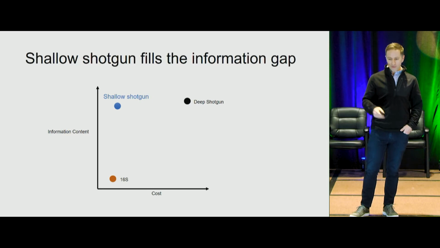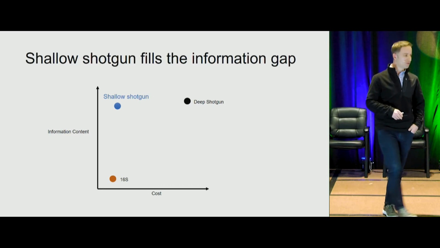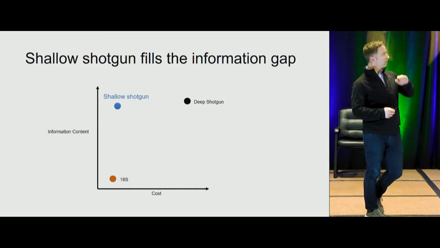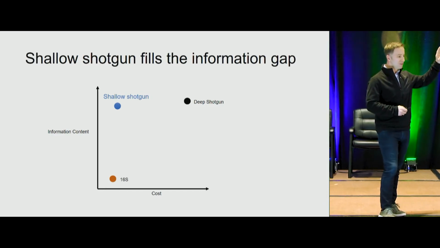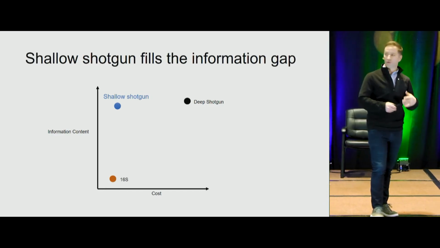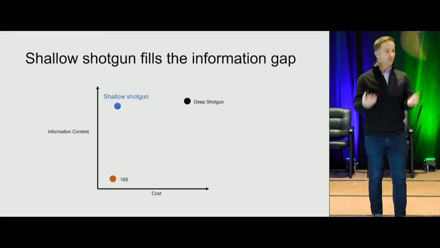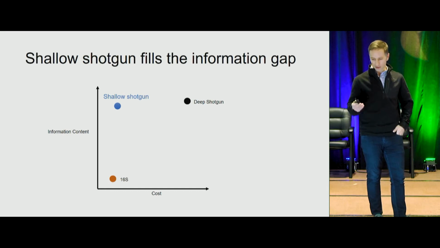The benefit of this is that it fills in this information gap. For known species and genes, you're getting almost the same information as with deep shotgun sequencing. Of course, what you can't do with it is assemble data and find novel genes, novel strains, novel species, and things like that.